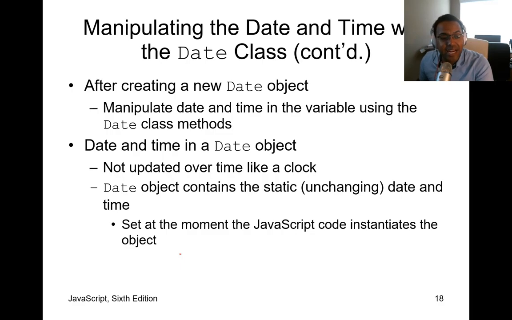After creating a new date object, you can manipulate the date and time in the variable using the Date class methods, which you've already done. It's not updated over time like a clock. The date object contains the static, unchanging date and time of that value that you requested.